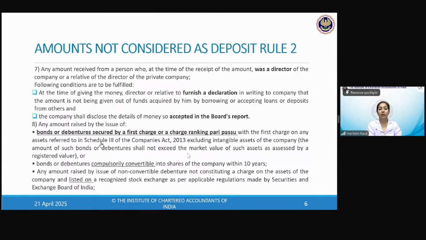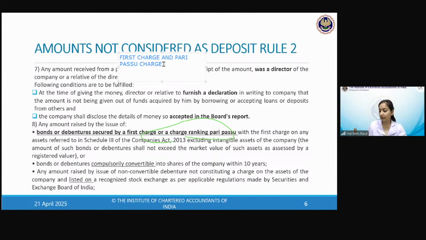Any amount raised by way of bonds or debentures secured by first charge or the charge ranking pari passu. Now, before we move ahead, let's first try to understand what is the meaning of the words first charge and pari passu charge. Can anyone tell me what is the meaning of first charge and pari passu charge? What is the meaning of charge, first of all? We all understand the meaning of charge?